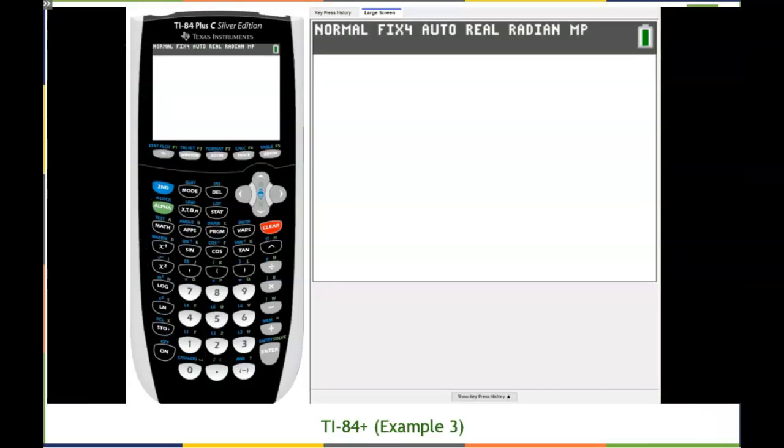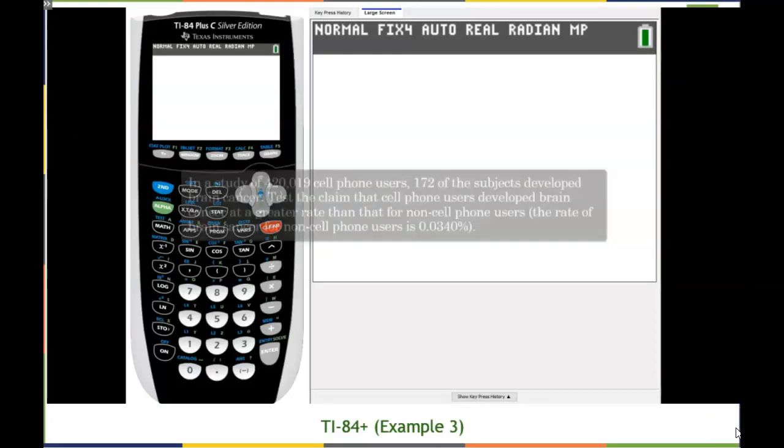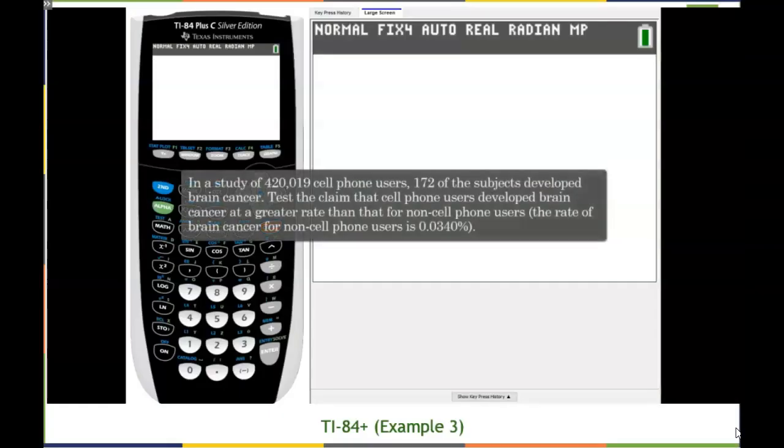Let's work through a hypothesis test problem from top to bottom. So here's the problem we have. In a study of 420,019 cell phone users, 172 of the subjects developed brain cancer. We want to test the claim that a cell phone user develops brain cancer at a greater rate than that for a non-cell phone user.